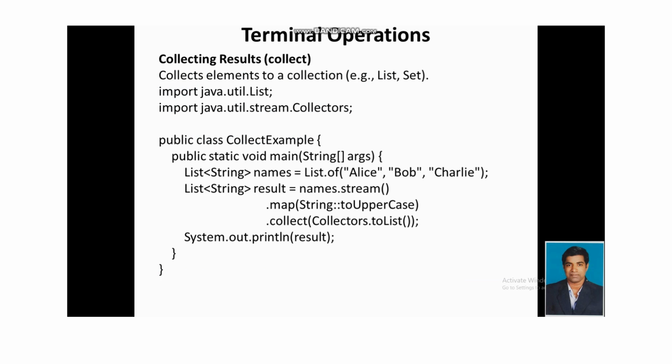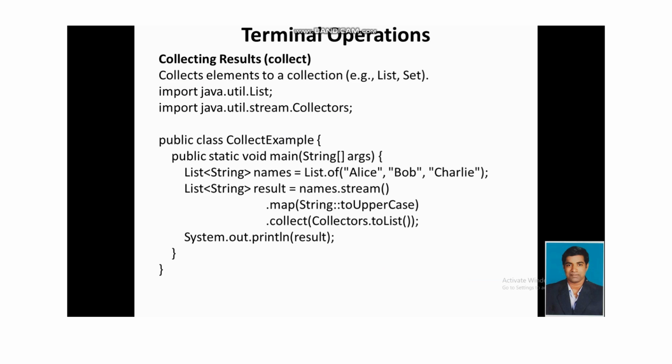Terminal operations: collecting results. Collect elements to a collection. Example: List, Set. import java.util.List and import java.util.stream.Collectors are the 2 packages important to execute. The collect method, and for the streams whichever we want to create, we require java.util.stream.Collectors.